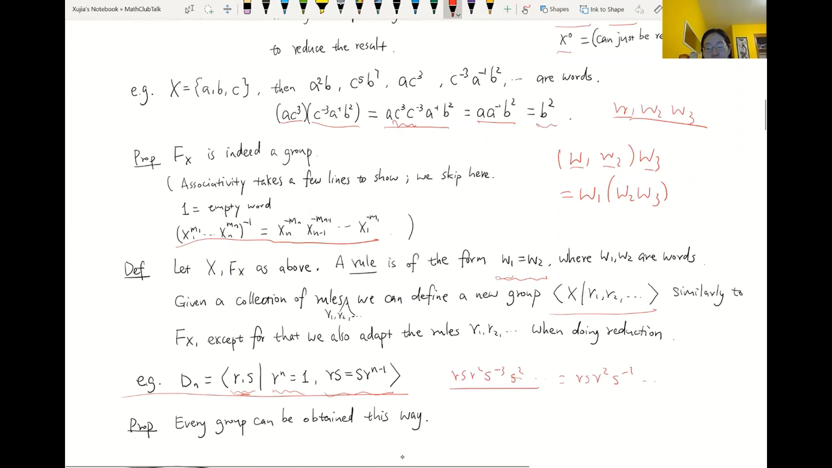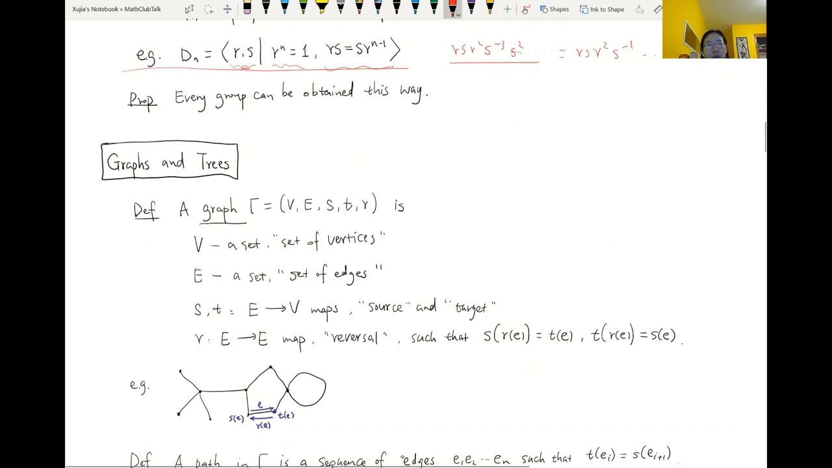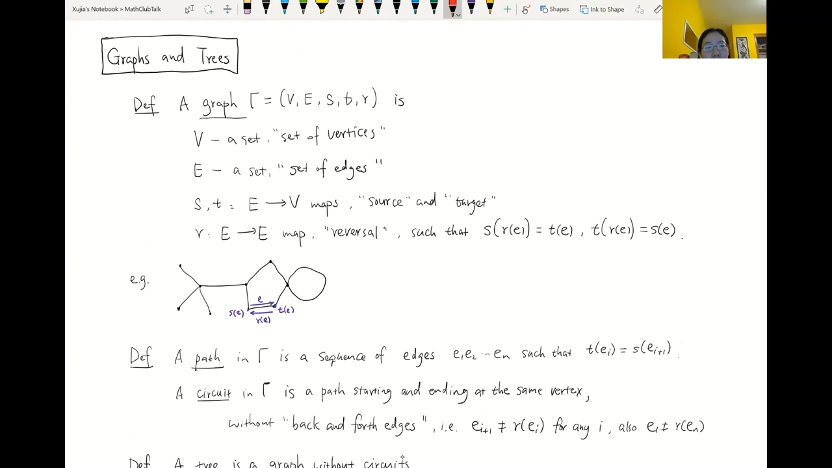Okay, now let's turn to graphs and trees. Definition: a graph consists of the following things. First of all, wait, before I do the formal definition, a graph is just something that looks like this. It has some vertices, and some edges between the vertices.